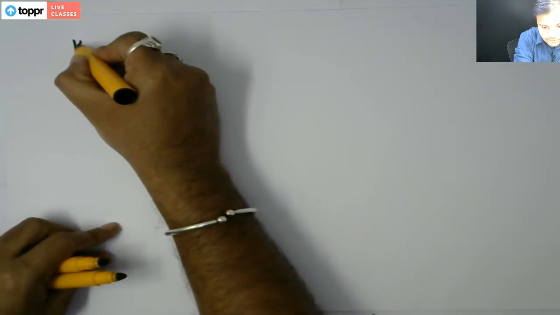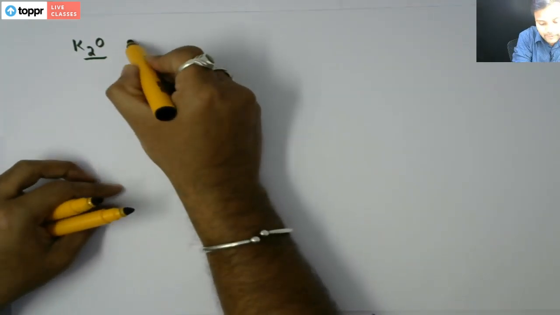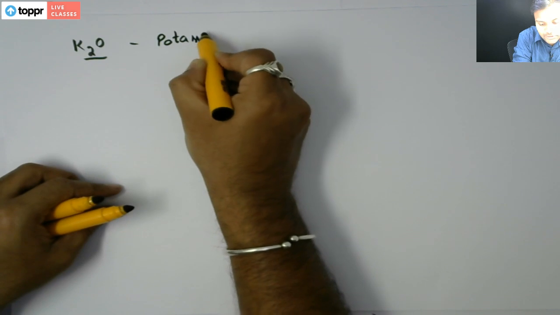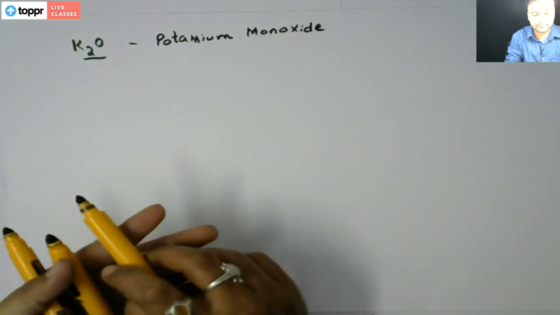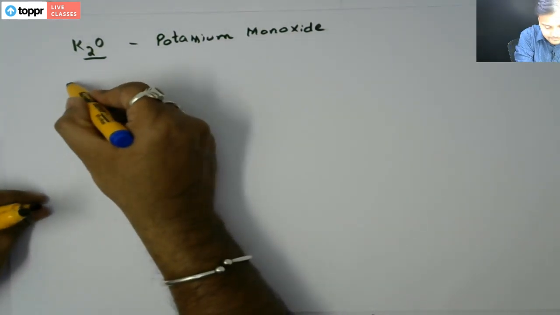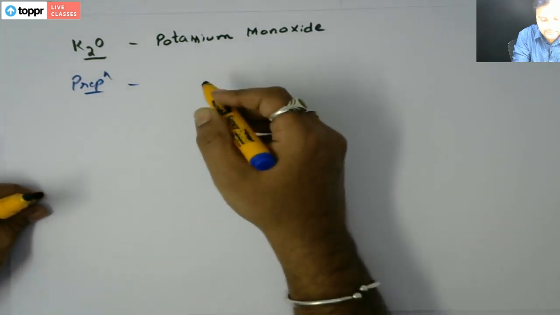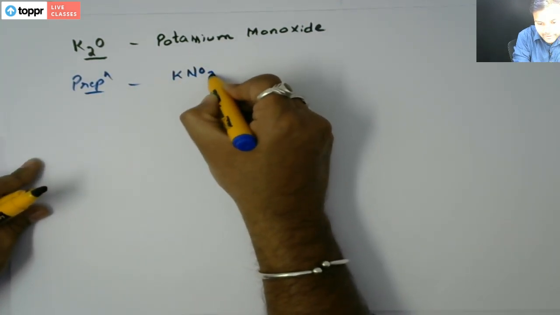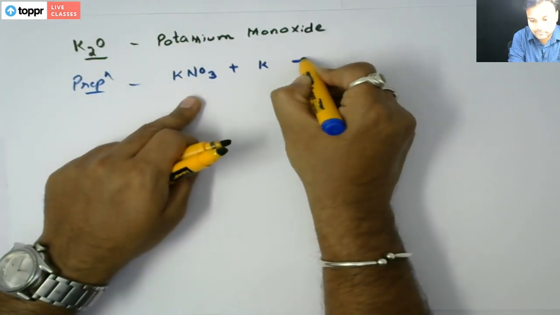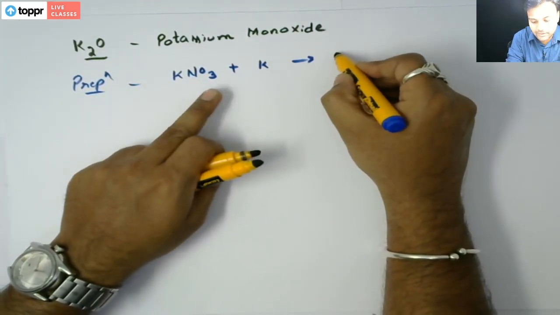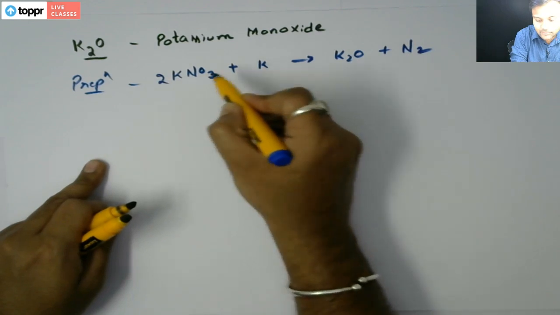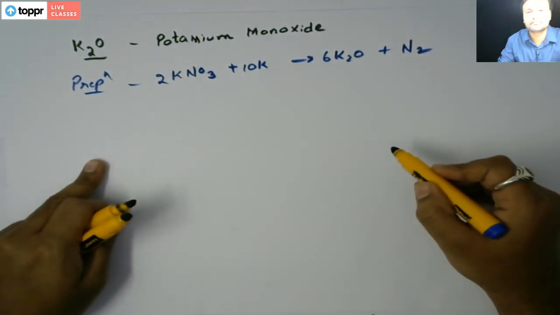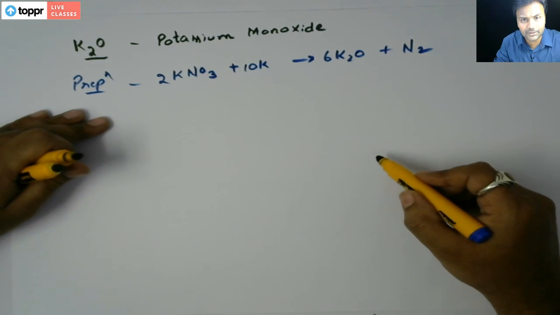Let's see K2O, potassium monoxide. It can be prepared like this. So preparation of this is with the help of potassium nitrate and potassium, wherein you get potassium oxide and elimination of nitrogen. So you have 2 here, 10 here and 6 here. This is the main preparation.